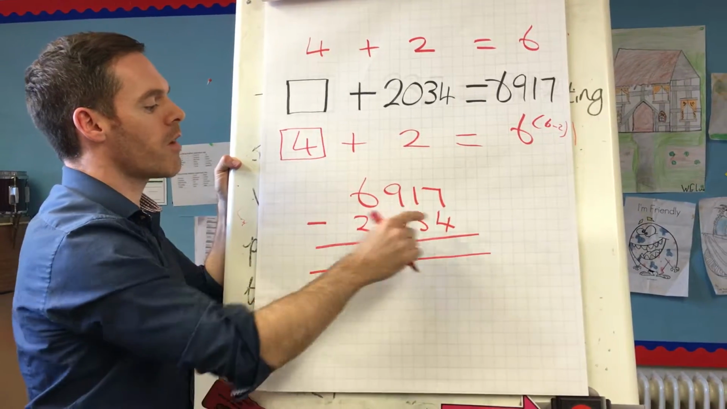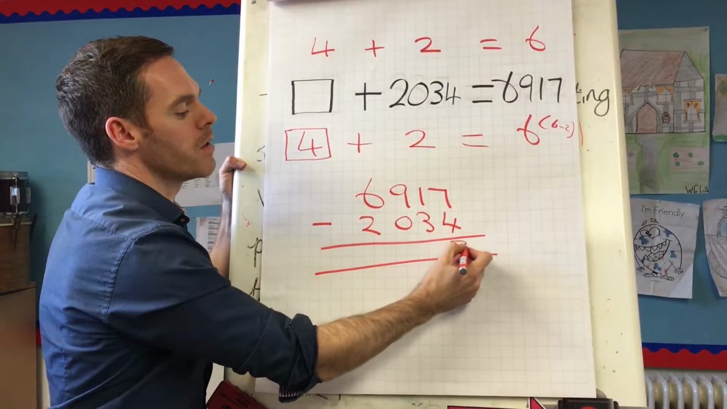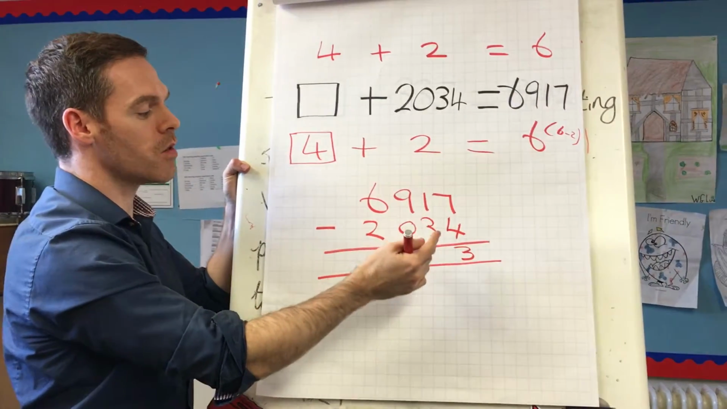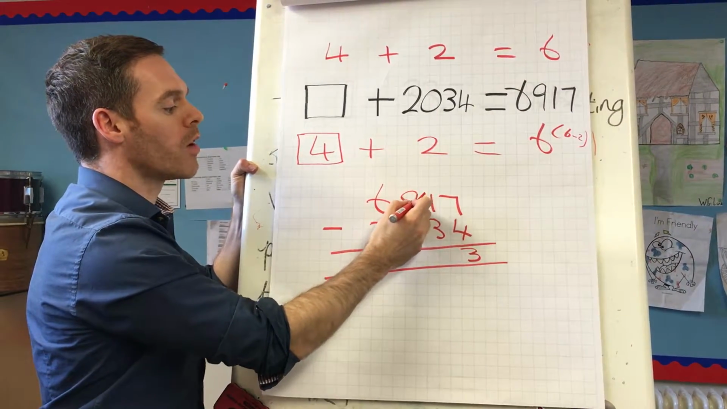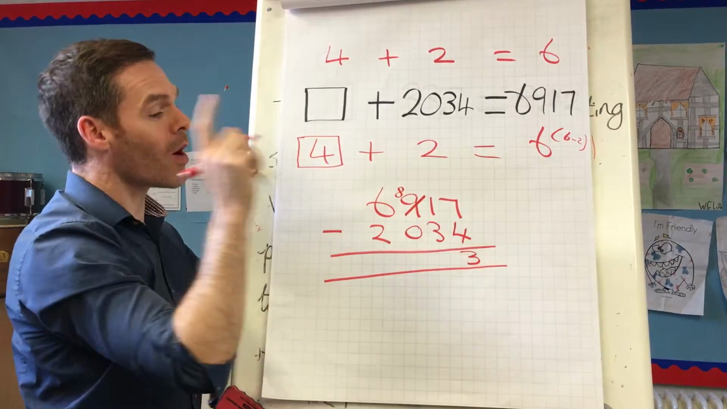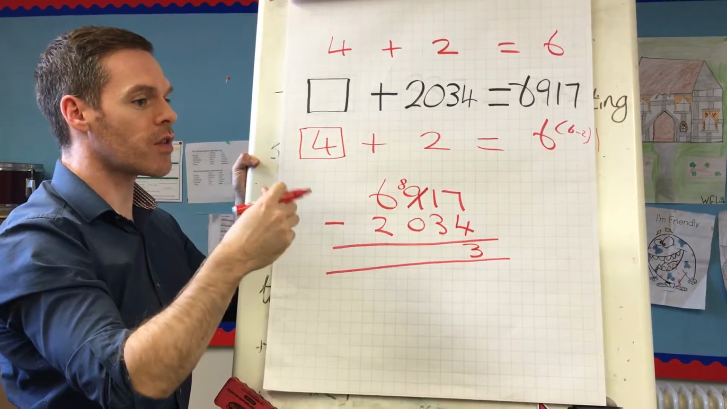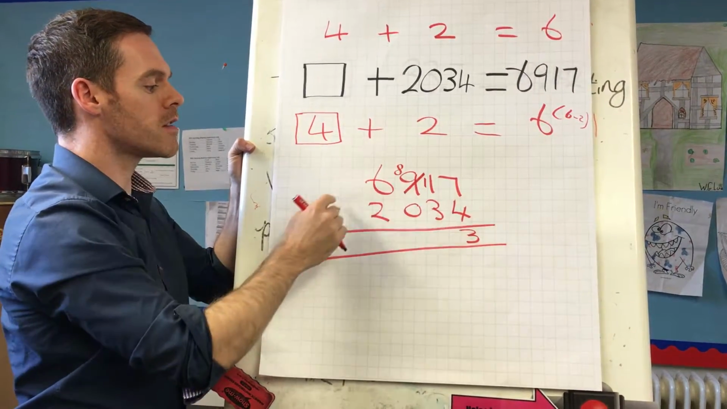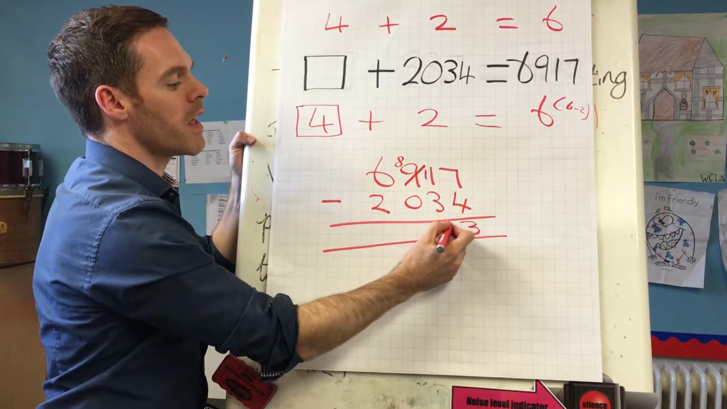7 ones take away 4 ones, leaves me with 3 ones. 1 ten take away 3 tens, I know I can't do that, so I take one of my 100s. I've got 800s left, and with that 100 I'm exchanging it for 10 tens. So now I've got 11 tens. 11 tens take away 3 tens, leaves me with 8 tens.